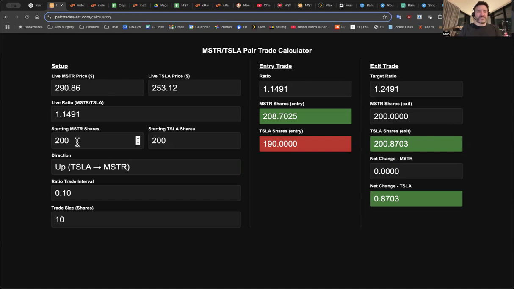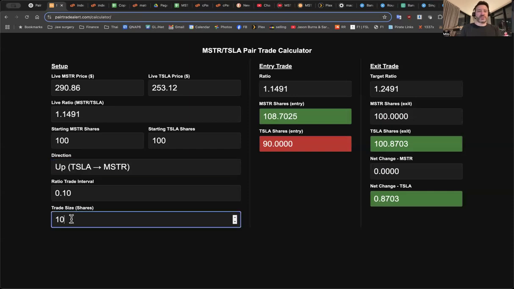And then you enter the number of shares that you've got. So we could put in here, we've got 100 MicroStrategy and 100 Tesla. And then we decide on the direction that we think the ratio is going to go. So currently it's 1.14. It was 1.10 earlier today. So let's say that we think it's going to head up, and that we're going to target a 0.10 ratio range. So right now 1.1491, let's say 1.15. So we're going to target swapping at 1.25 basically.